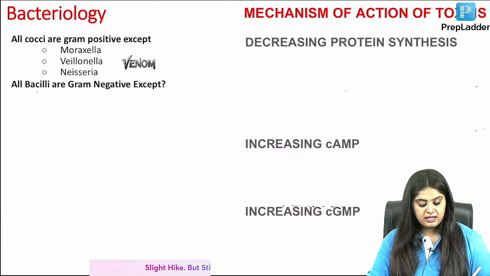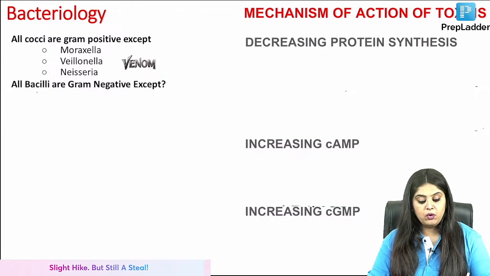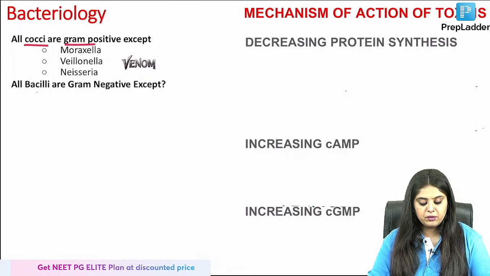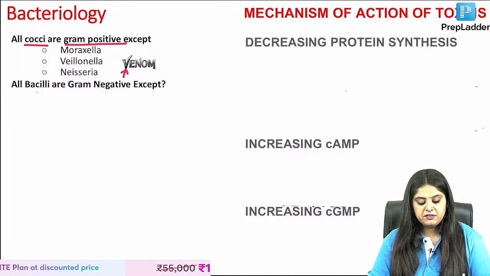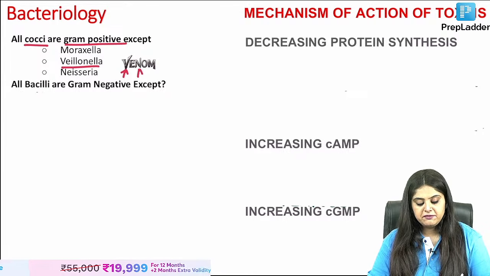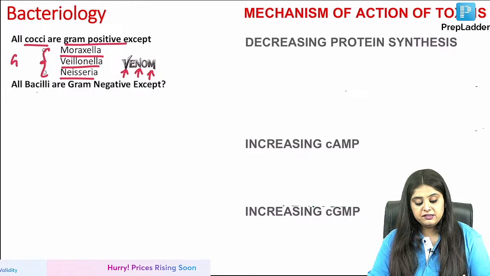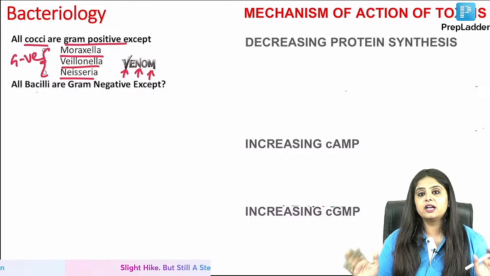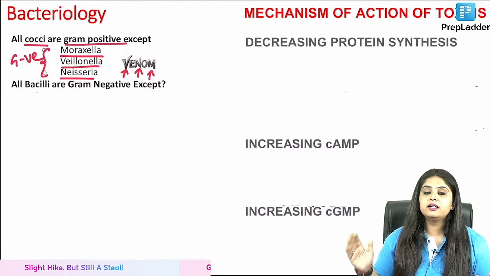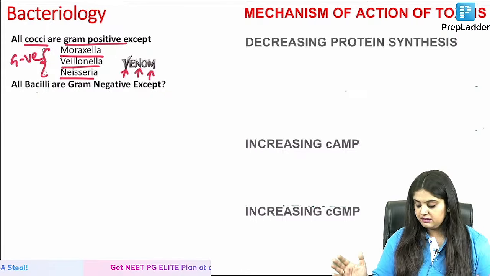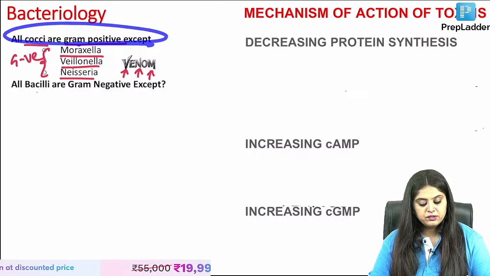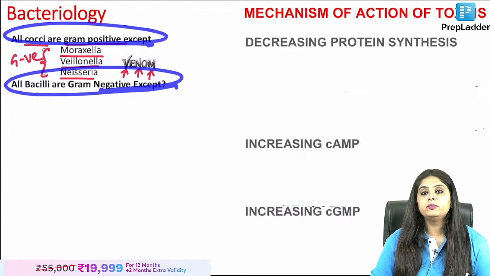All cocci are gram positive except VENOM. All cocci, मतलब Staphylococcus, Streptococcus, they are all gram positive except VENOM. What is V? V for Veillonella, N for Neisseria and M for Moraxella. What are these? These are gram negative. अब सब ऐसे आंखें खोल के देखेंगे अच्छा गलती हो गया है तो then I can't mess up. All cocci are gram positive but VENOM is gram negative. यहाँ तक हो गया.